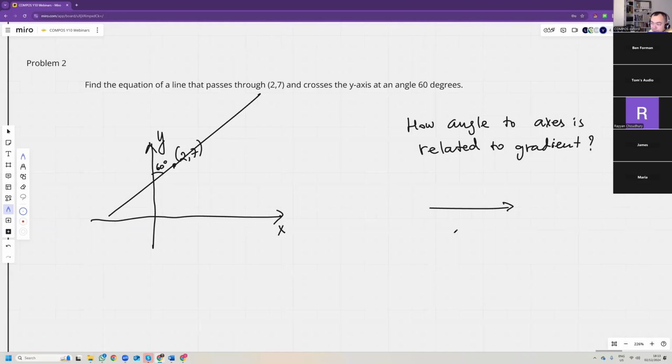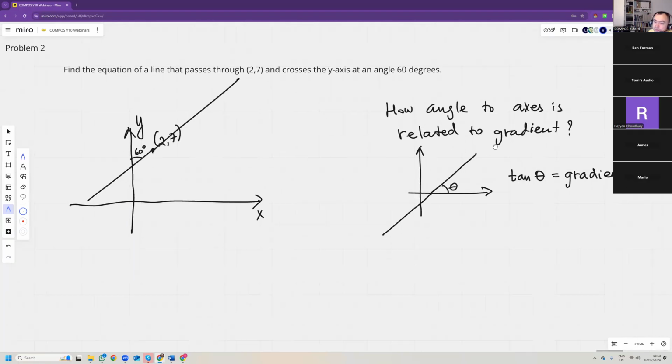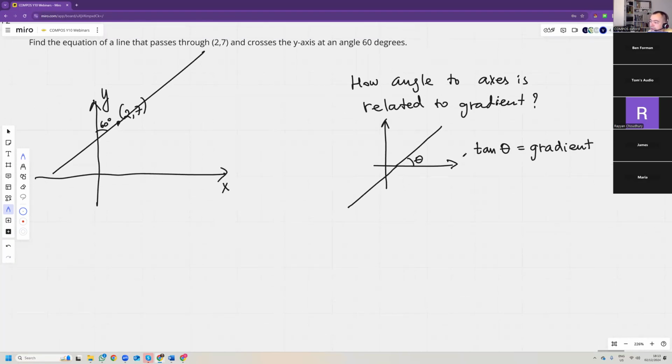Okay, Amo, yeah. If you have a line, the angle here, so tan of that angle is equal to the gradient of the line. Yes, Ben, thank you. Yeah, so tan of this angle is the gradient.